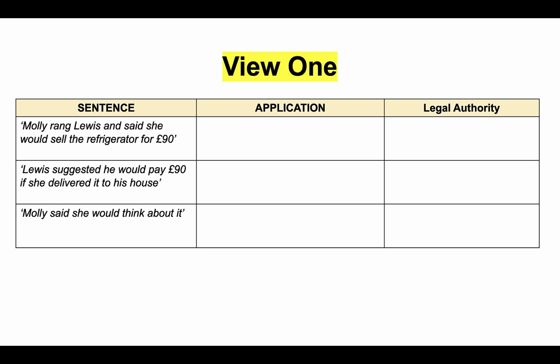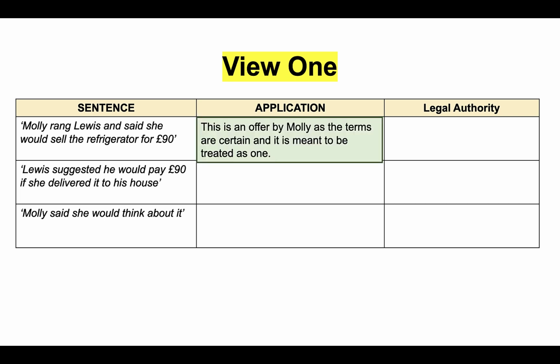So firstly, Molly rang Lewis and said she would sell the refrigerator for £90. You can say this is an offer by Molly, as the terms are certain, and she's certainly intending for that to be treated as one. And so the case we would use for offer would be Carlill v Carbolic Smoke Ball Company Limited.